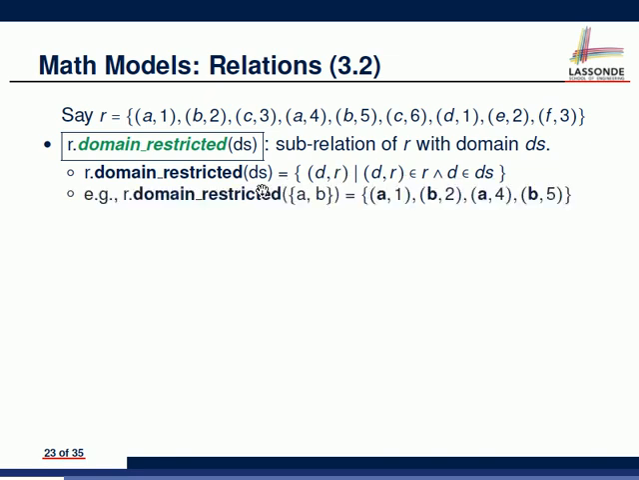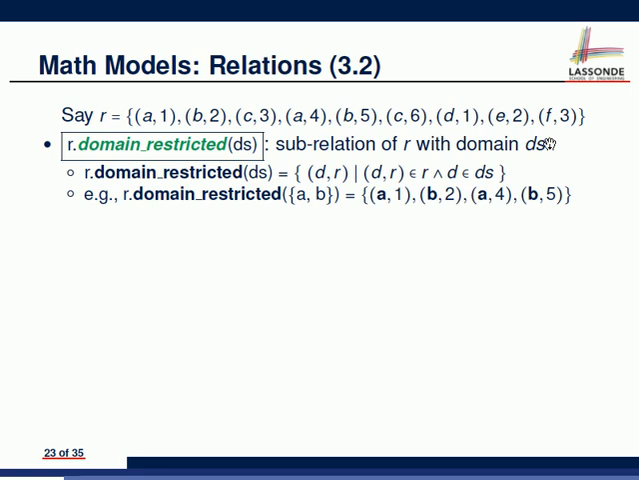For example, if I say R dot domain restricted to AB, that means I'm going to return a new relation which is pretty much similar to the original R, but I'm only going to keep those values for domains A and B. In this case, you can see only A and B are here. C is taken out, D is taken out, and E and F are not included either. Are we okay? Make sure you're okay with this, because we've got another three which are pretty much similar.